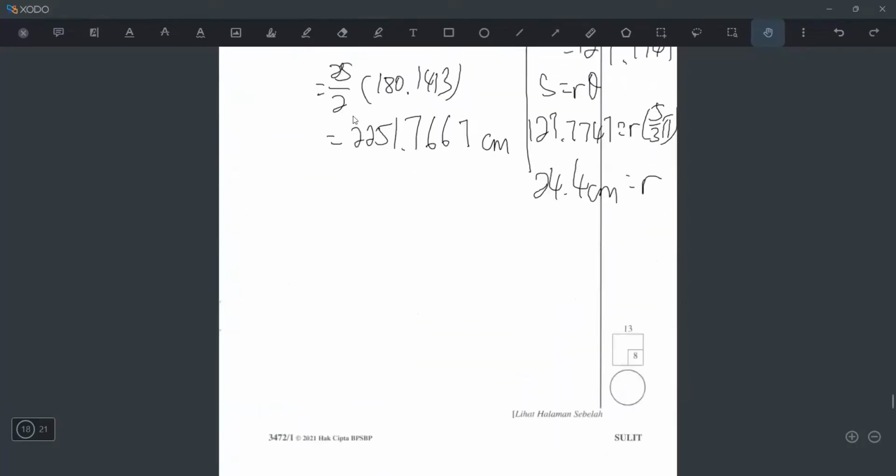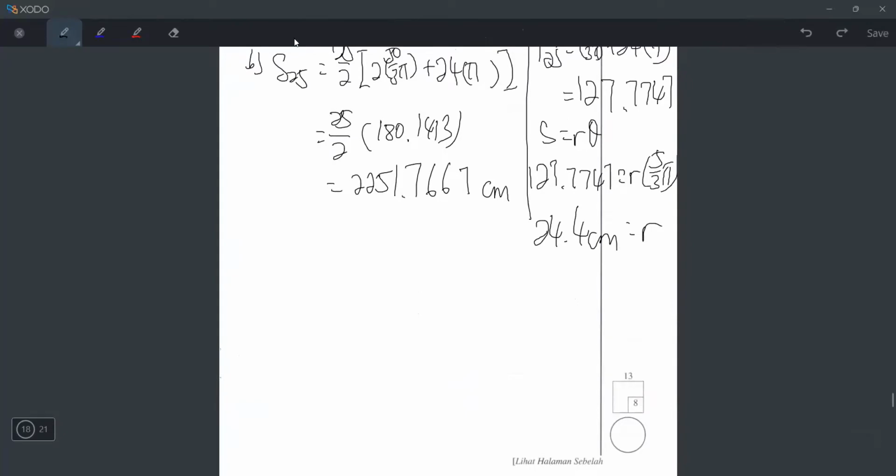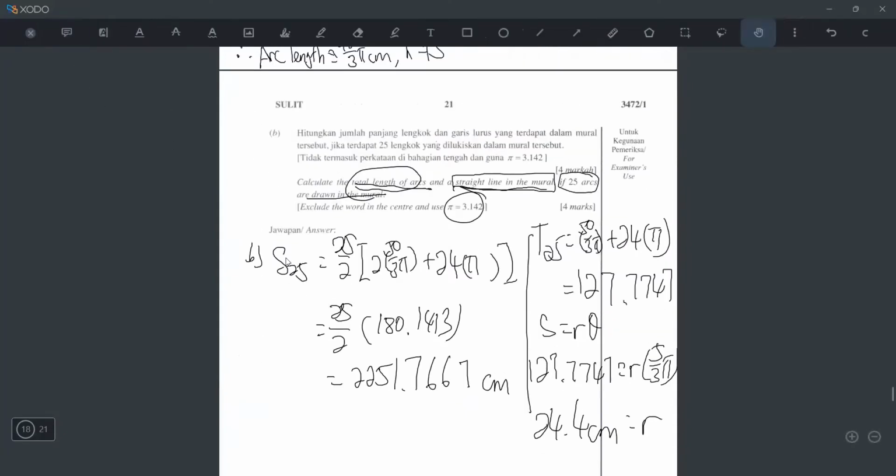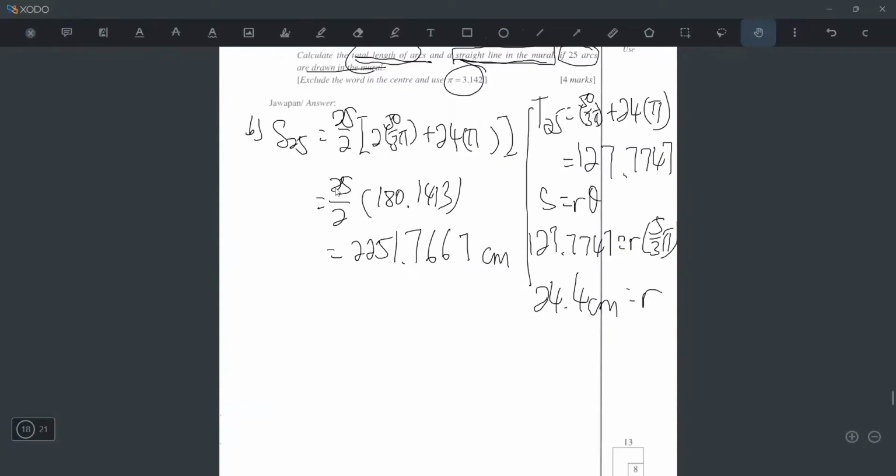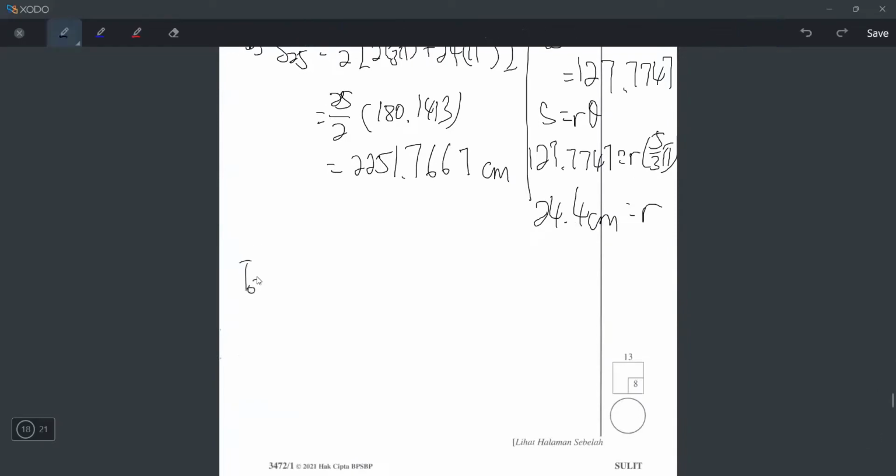All right, so let's see what they want. Total length, right? So I will just write total length. It will be 2251.7667 plus the 24.4. I have to minus 10 first, and after minus 10 I have to times 2.